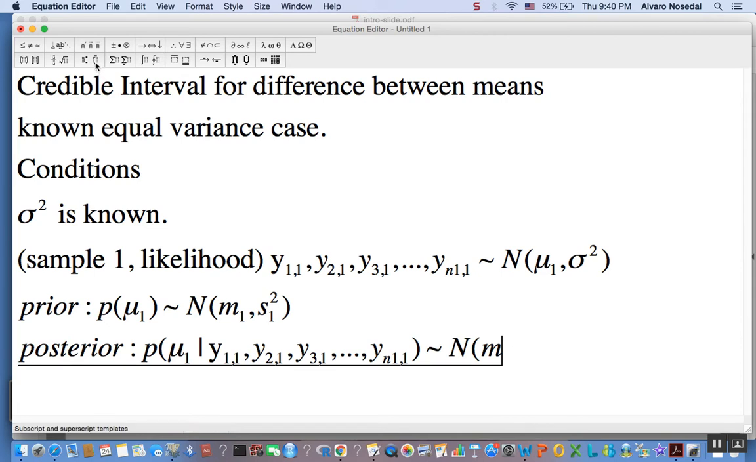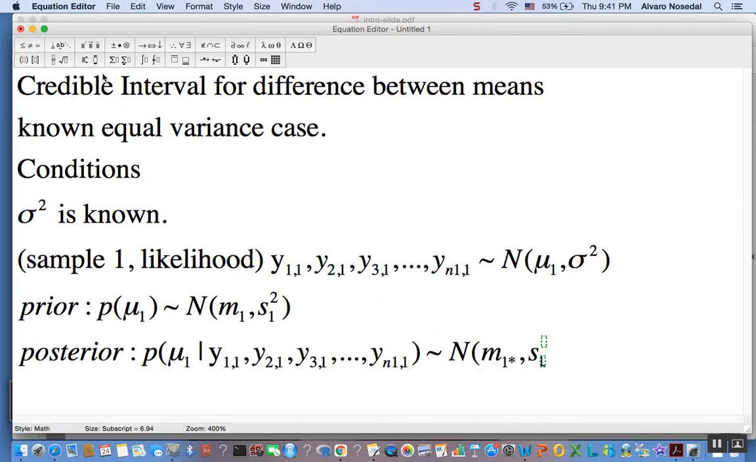Okay, so let me call it mu1 star, and we also have a posterior variance, which is going to be S1 star squared.